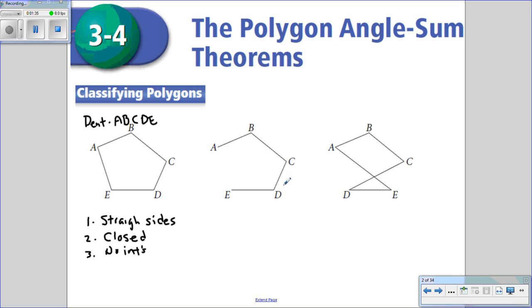All right, the next example here is not a polygon because it's open right here. And then the third one is not a polygon because side AE and side DC intersect each other right here. So this is actually two different polygons. So this one's not.